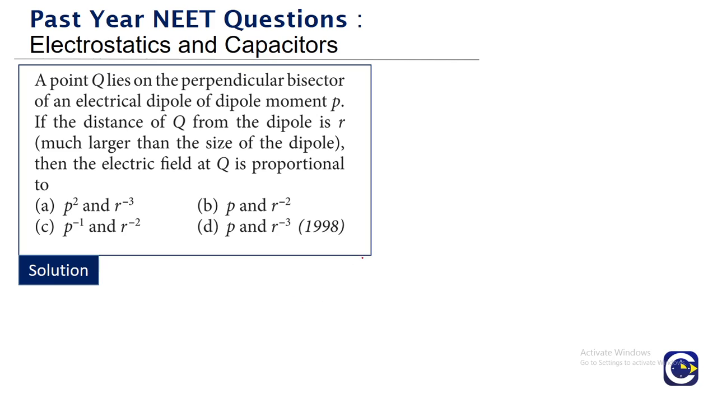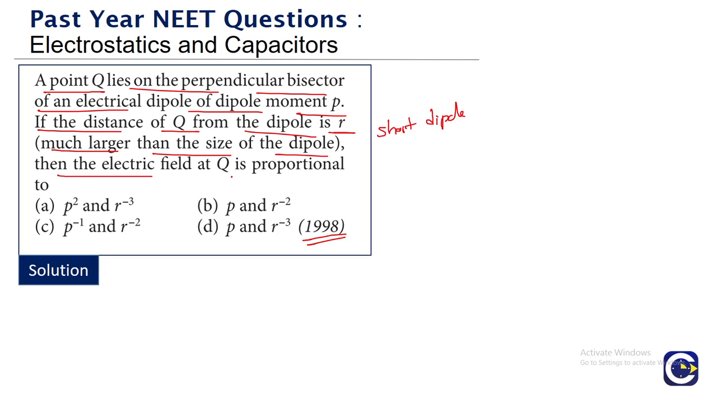We'll start with a question that has come in the year 1998. A point Q lies on the perpendicular bisector of an electric dipole with a dipole moment P. If the distance of Q from the dipole is R, which is much larger than the size of the dipole, means here we have to consider that the dipole is a short dipole. Then the electric field at point Q is proportional to, so we have to conclude electric field is proportional to, in terms of the P dipole moment and R.